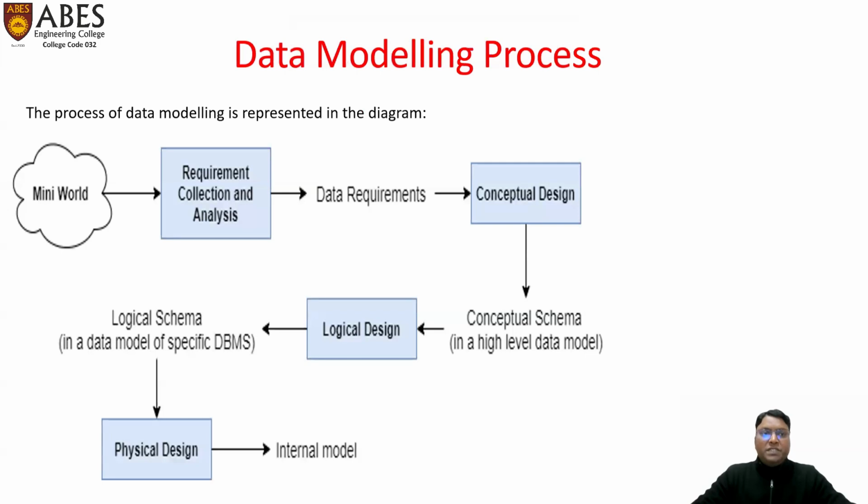Now, data modeling process. The process of data modeling is represented in the given diagram. As you can see, requirement collection and analysis, then conceptual design, then logical design, and finally we will get the physical design, which is also known as internal model. So this is the data modeling process by which we can solve a specific problem.